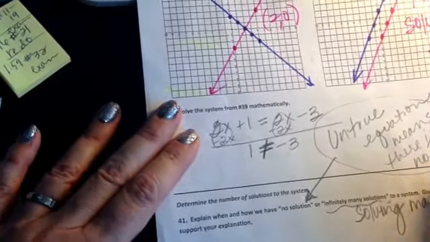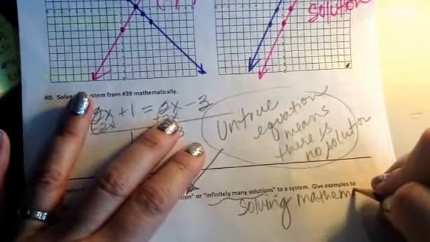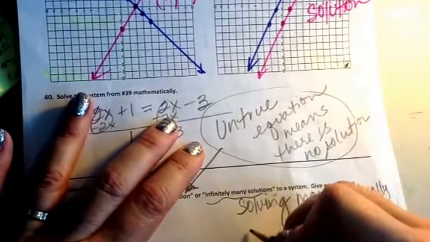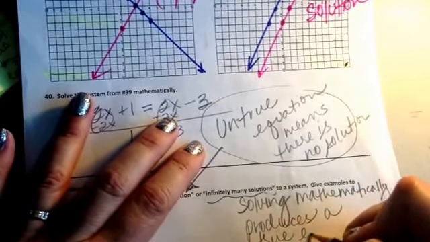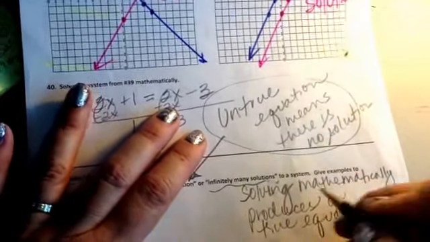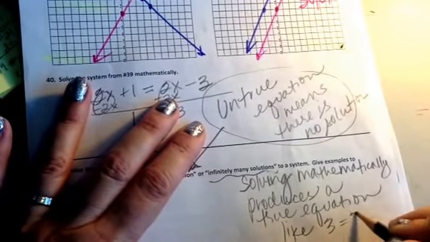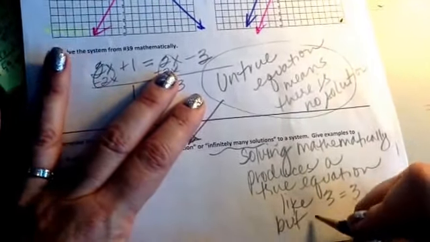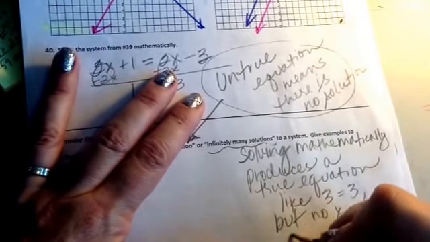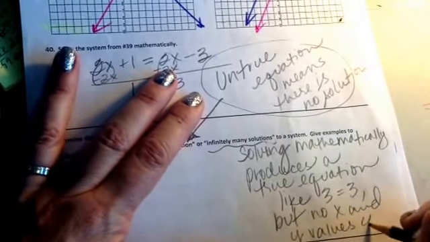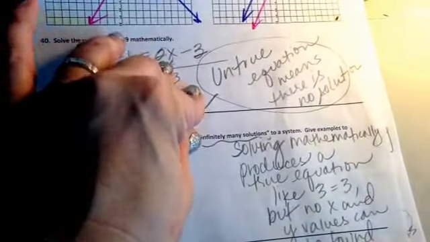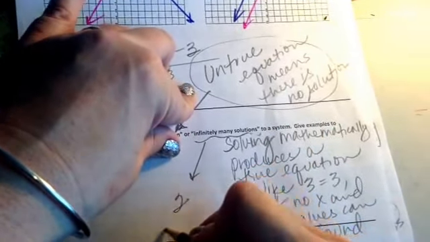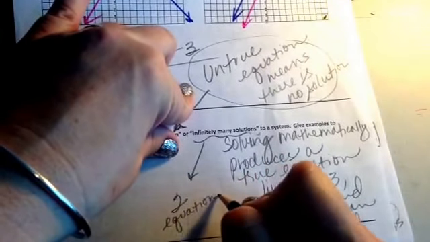Solving mathematically produces what kind of equation? It produces a true equation like 3 equals 3, but no x and y values can be found. And infinitely many, I just want to remind you, is when you have two equations that are the same line. Infinitely many means you got two equations of the same line. Two forms, you know.